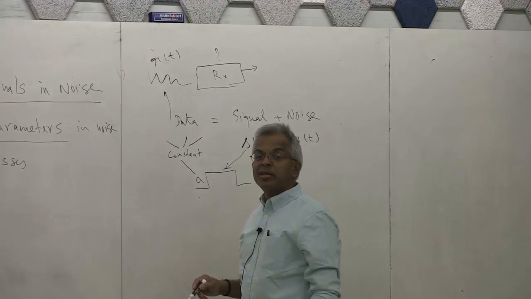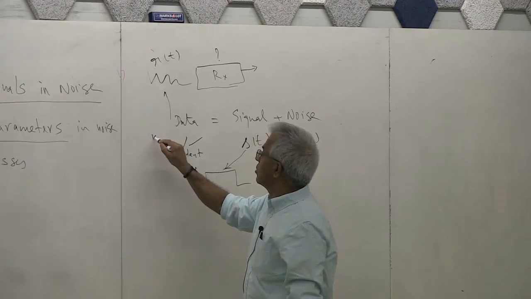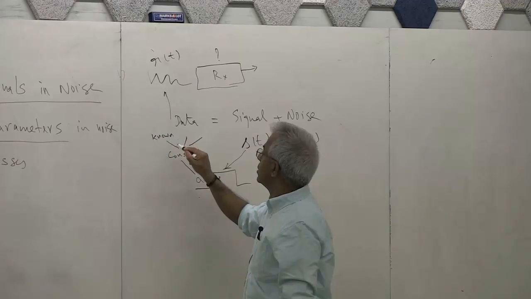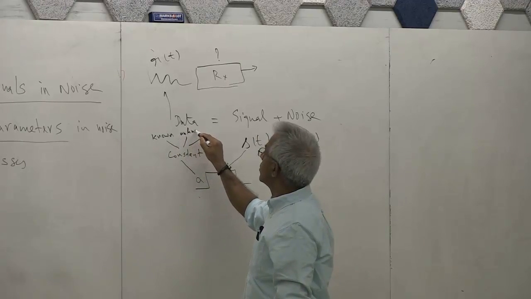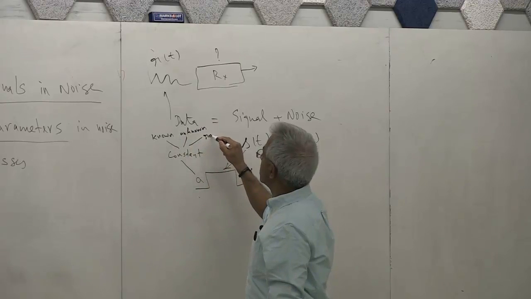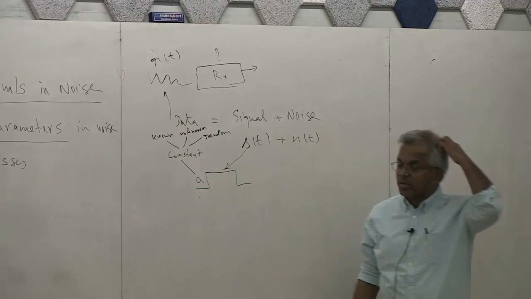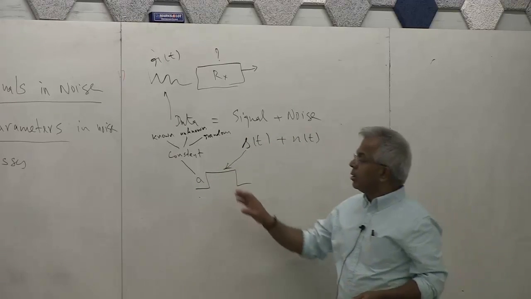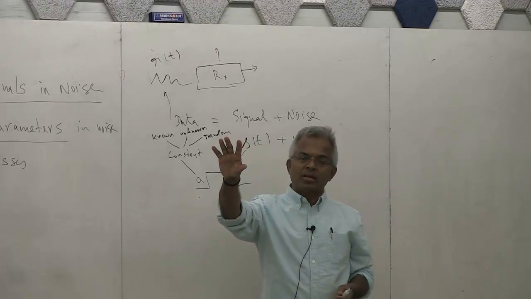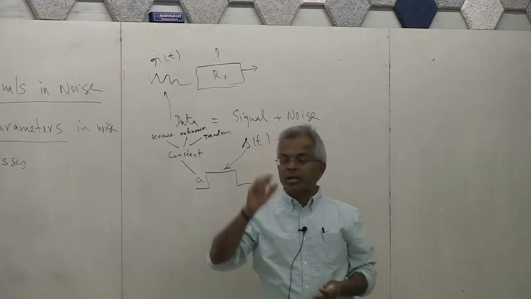Again, it may have three variations because the constant happens to be known or unknown or random, right? Any of these cases could happen. So why would it be known?